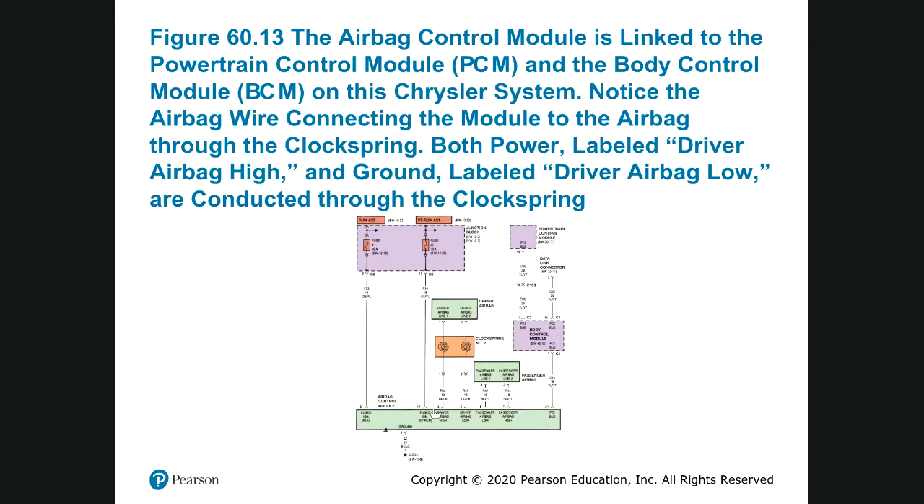There's your passenger airbag right here. And right here's the driver's airbag. And here's your clock spring. It says clock spring number two. This is on the driver's side of the vehicle there. And those clock springs allow power and ground, which is high and low, to go to this airbag circuit here. It actually causes the airbag to deploy.